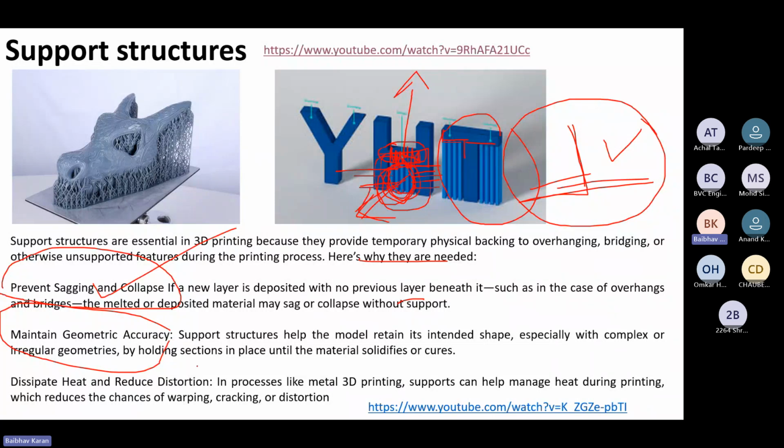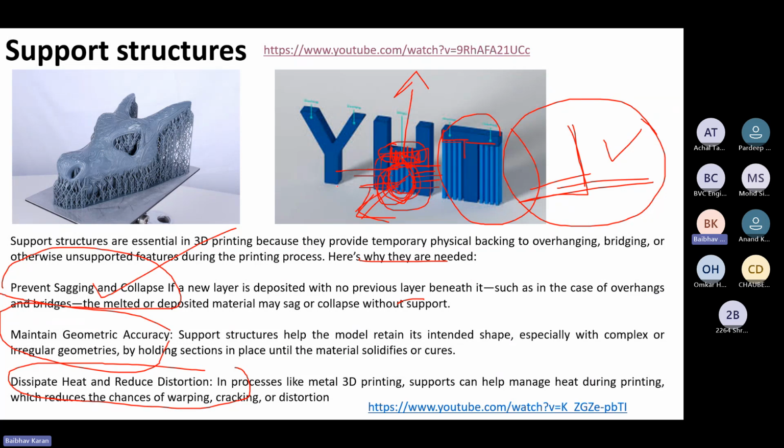And another most important point is to dissipate heat and reduce distortion. So as you know, we are using laser or any other light to print these materials. We are using high power energy, high energy electrons, high energy laser to print these materials. So there will be a lot of distortions developing in the material, and the heat extracted should be transferred to the build plate.